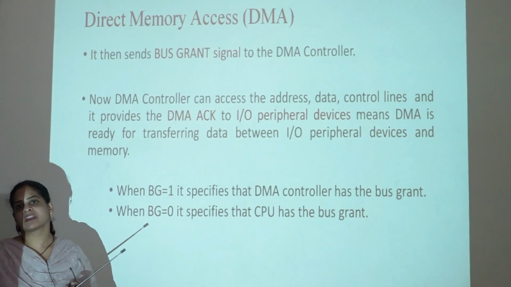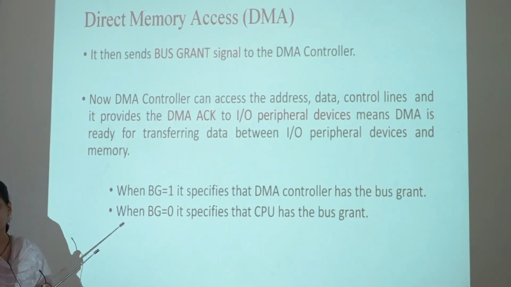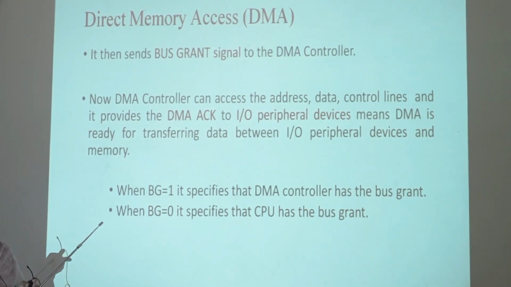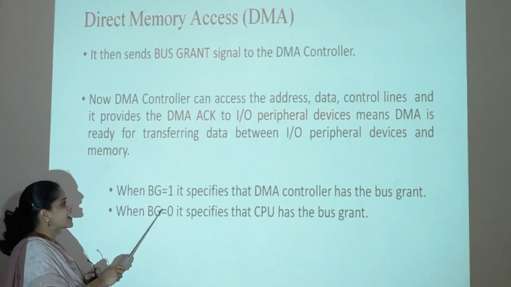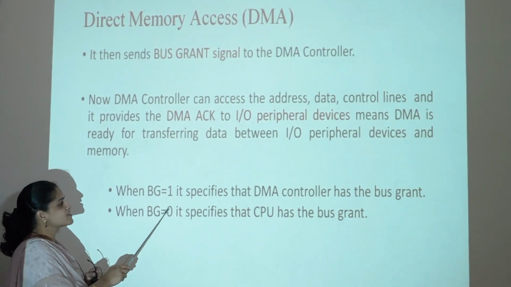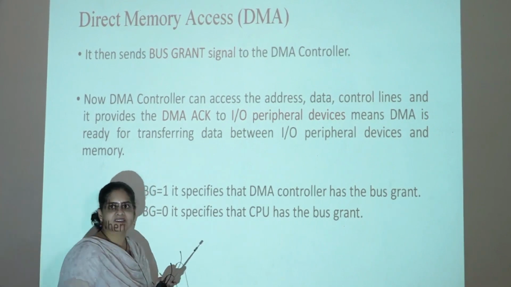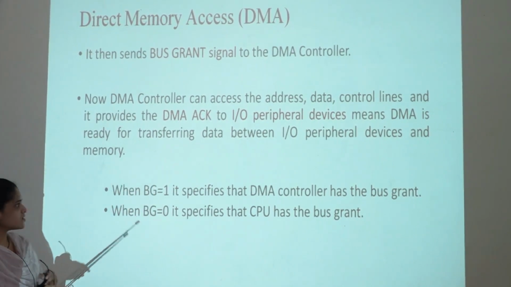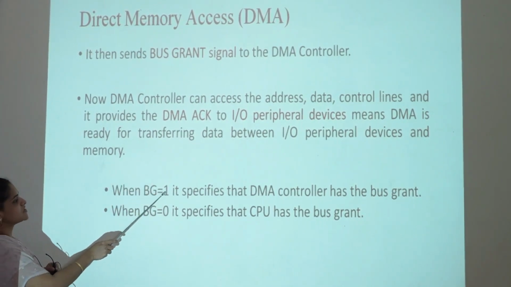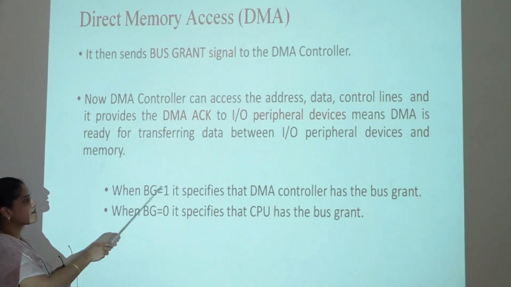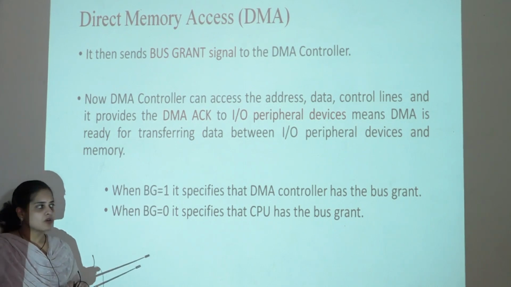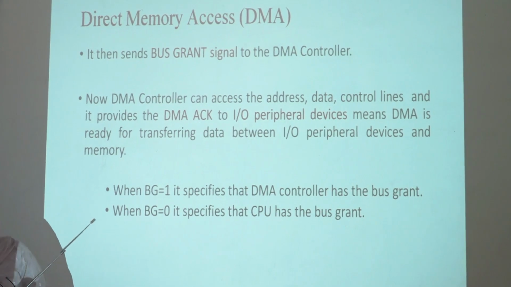the transfer of information is done by the DMA controller, it sends an interrupt signal to the CPU so that it makes the bus grant 0. So when bus grant is equal to 0, now the CPU has control of the bus. So this is how the BG signal, the bus grant signal, specifies by being 1 or 0 who has control of the bus.